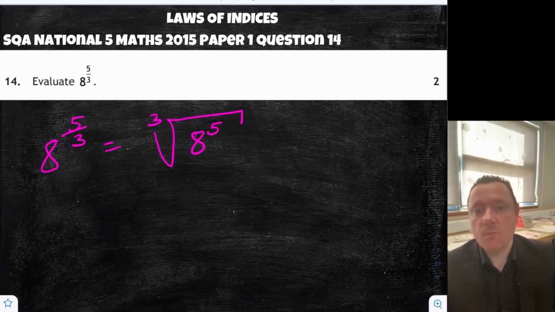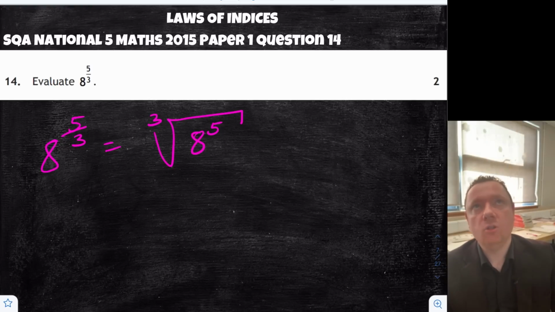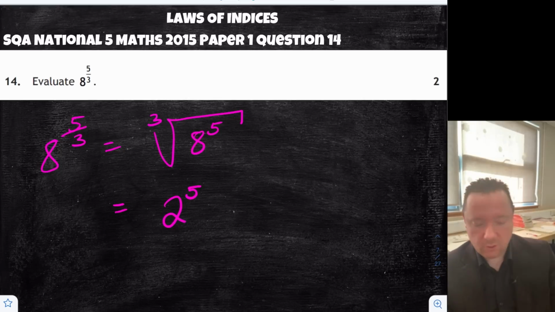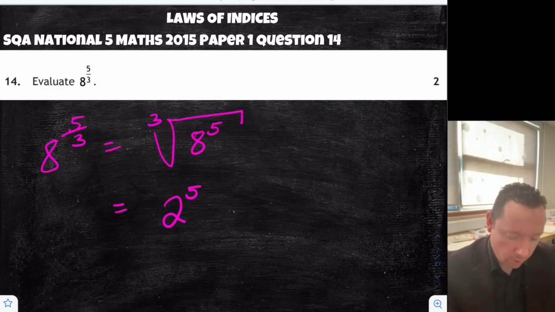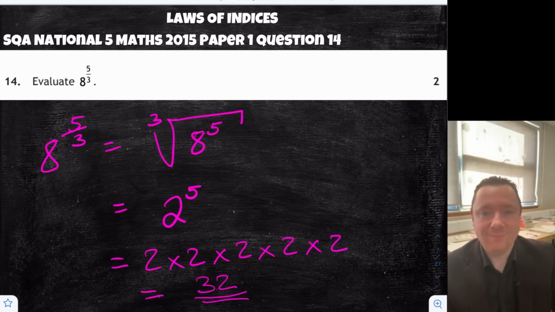So I can either cube root first or after the fact. Might as well do it first because 8 to the power of 5 is a hard sum. So the cube root of 8 is 2, because 2 times 2 times 2 is 8. So that gives me 2 to the power of 5 still. It's just the cube root of 8 I've done. 2 to the power of 5. That's 2 times 2 is 4, times 2 is 8, times 2 is 16, times 2 is 32, and we're done there.